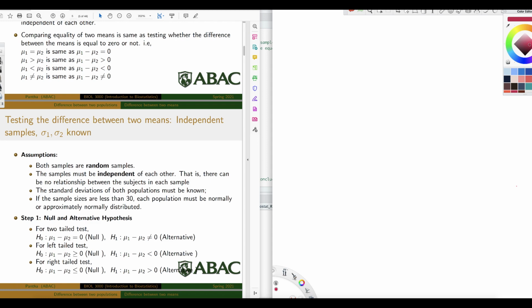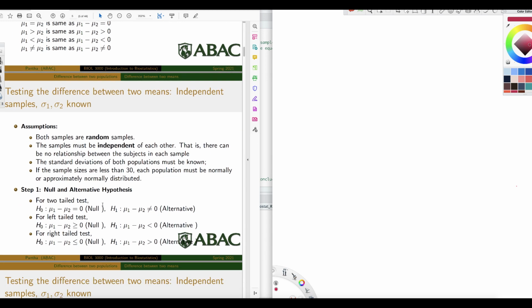Okay, that's the next thing that I'm going to talk about. Number one assumption is both samples must be random samples, because we are comparing the two populations using two samples. To do the hypothesis testing by the method that we are going to discuss, both of the samples that you took must be randomly selected.